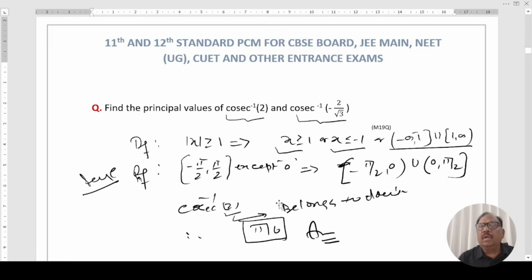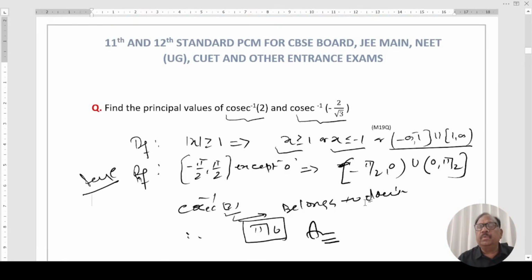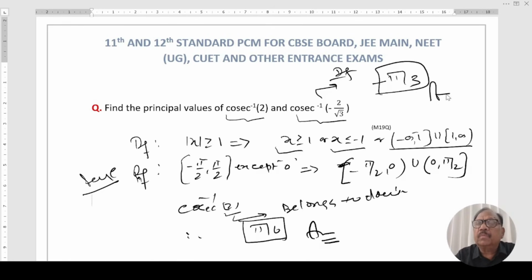And cosec inverse of minus 2 by root 3. First of all, check that this belongs to the domain. It belongs to the domain. Root 3 by 2 is the value of sine 60 degrees. So for 2 by root 3 the angle is 60 degrees. It is negative, so minus pi by 3 will be the answer of this question.